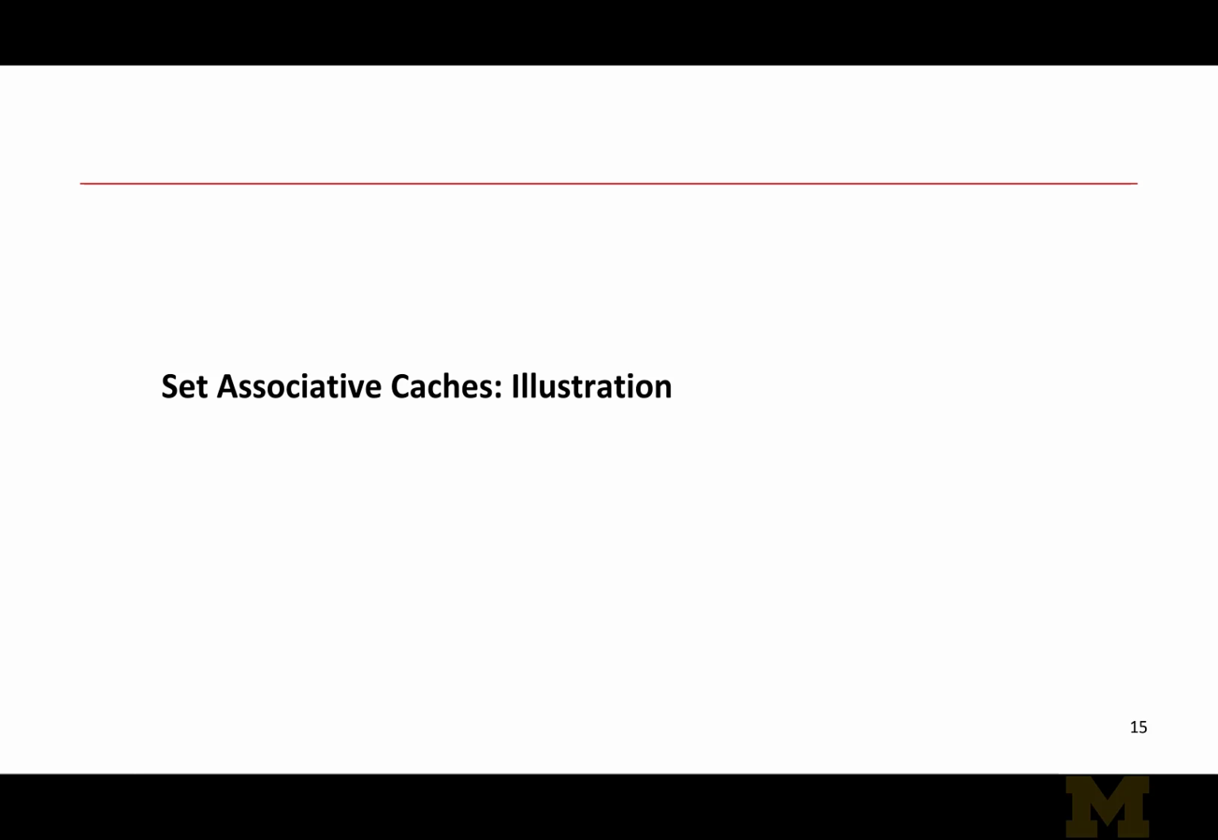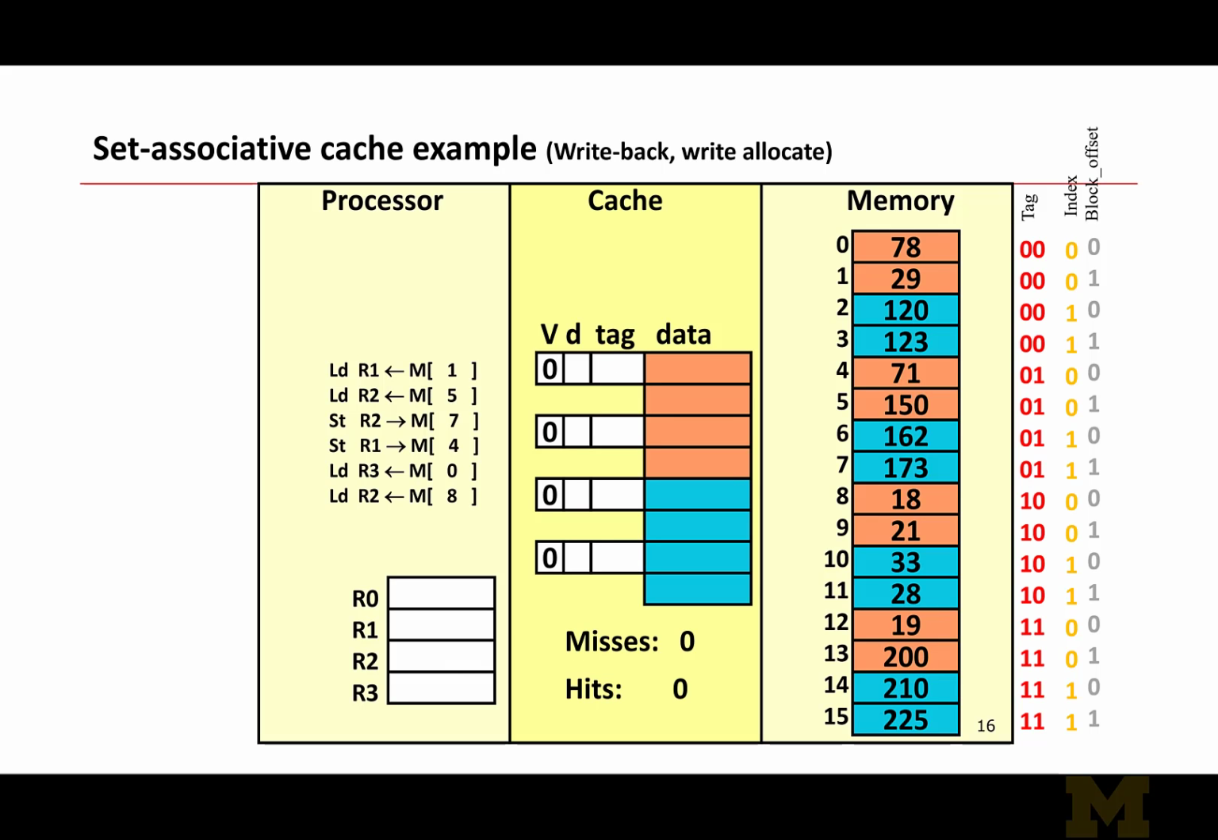Okay, let me illustrate the function of a set associative cache using a very simple example. So we have a sequence of instructions on the left-hand side, and we have the same 4-bit memory that we have been using in our examples. And we have the cache in the middle.